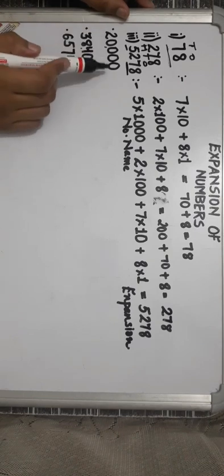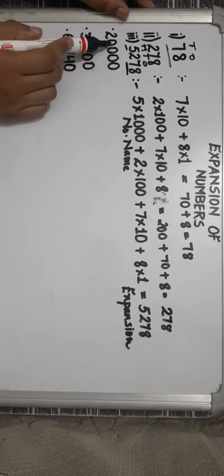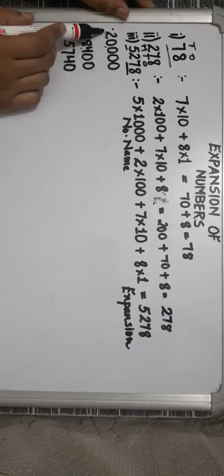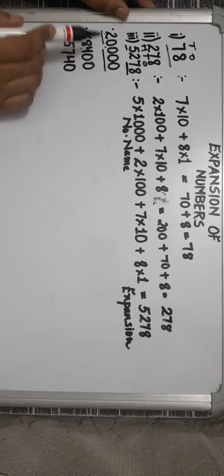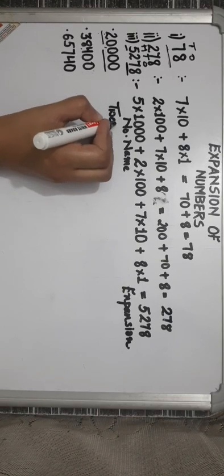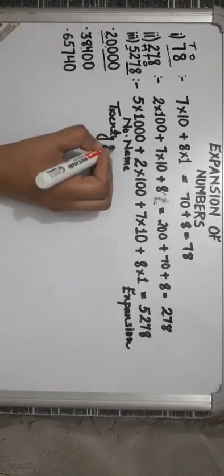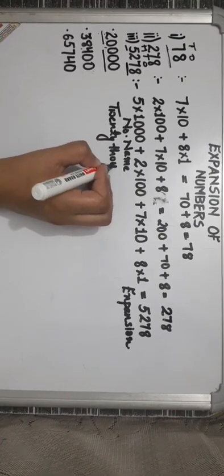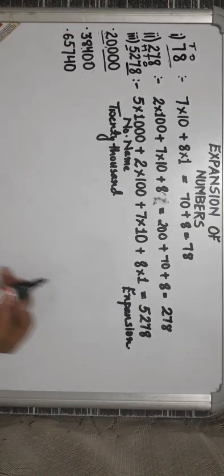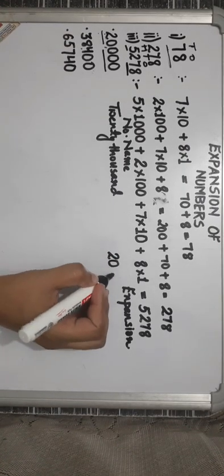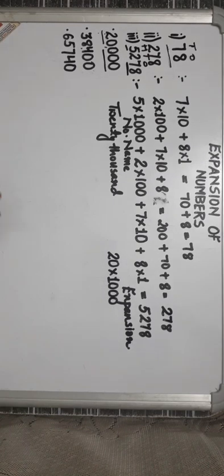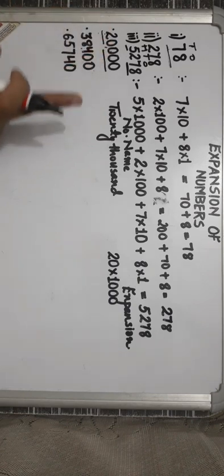What is it read as? Ones, tens, 100, 1000, then 10,000. It will be read as 20,000. So the number name becomes 20,000. And how will we expand it? 20 into 1000. Like this we can expand, but there is no need.